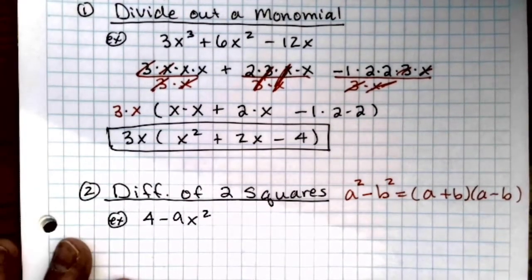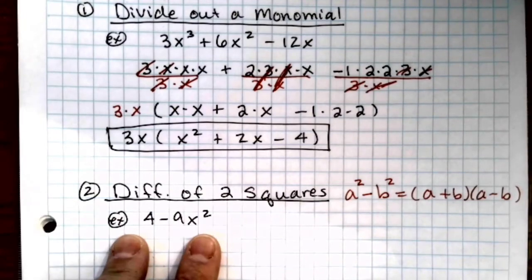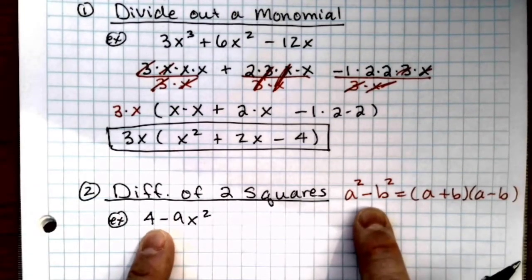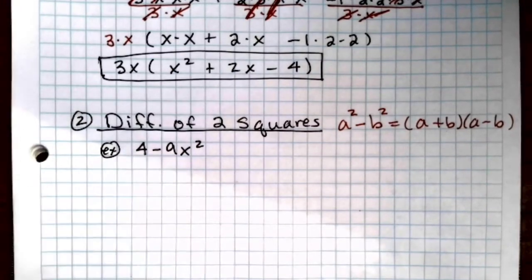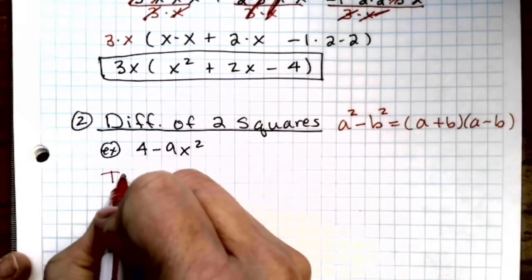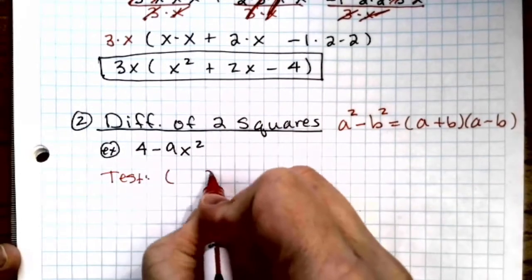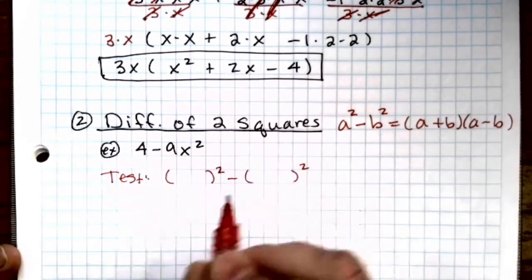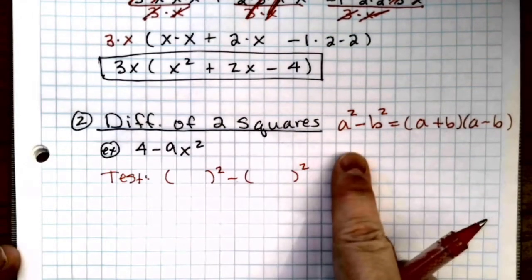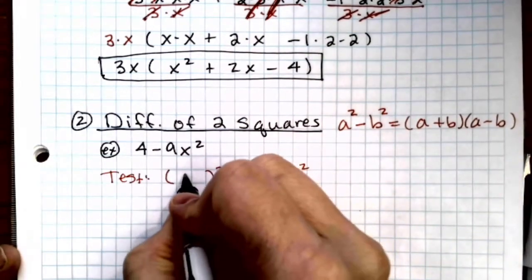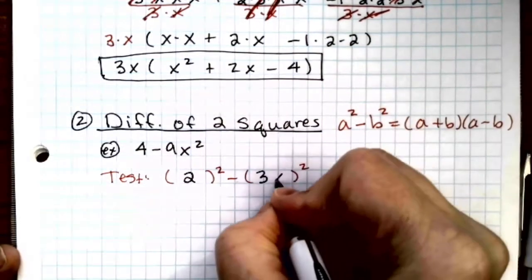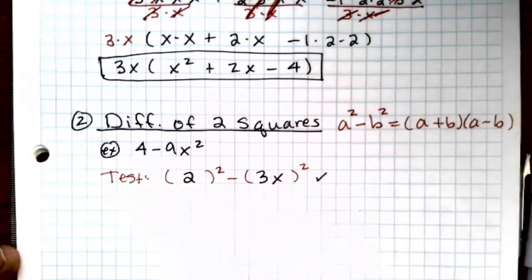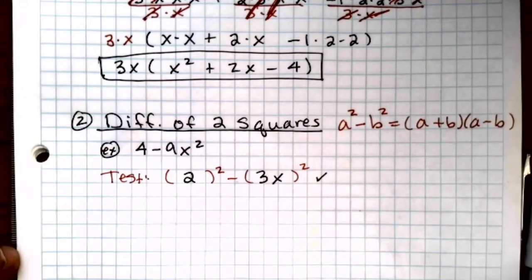So there's nothing to divide out. You've counted the terms. There are 2 terms, and there's a negative in the middle. That means it's highly probable that it's difference of 2 squares. So the test for difference of 2 squares is, can you write it as something squared minus something squared? If you can, it fits the pattern. Okay, so 4 is 2 times 2, or 2 squared. 9 is 3 times 3. And x squared is x times x. So yes, we can write this as a difference of 2 squares.